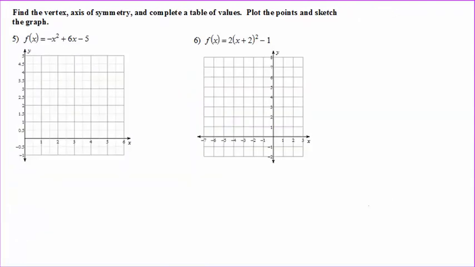Moving on, 5 and 6 are similar problems. We're trying to graph a quadratic equation, which is a parabola, and we're supposed to have a vertex, an axis of symmetry, and a table of values. How we find our vertex depends on the kind of problem. If there's no parentheses, then we label A as what's in front of x squared, B as what's in front of x, C as what's left over, and then we plug into the formula negative b over 2a.